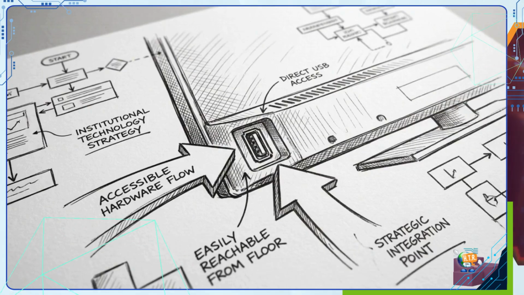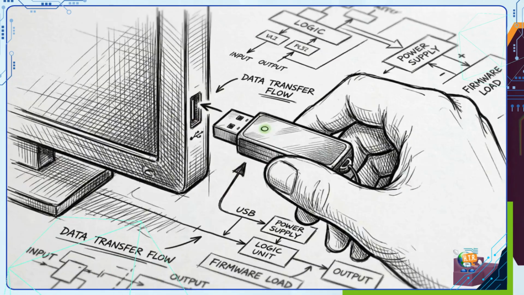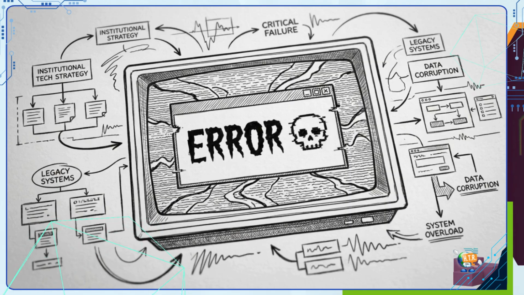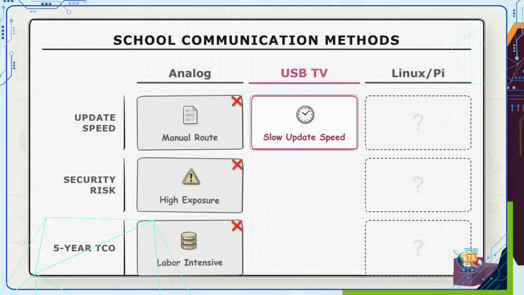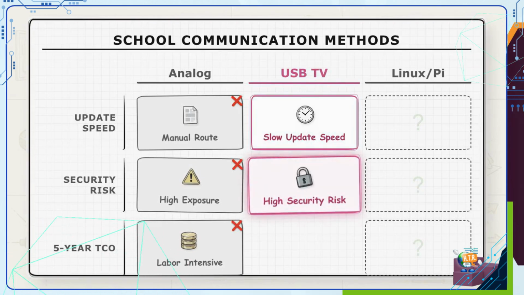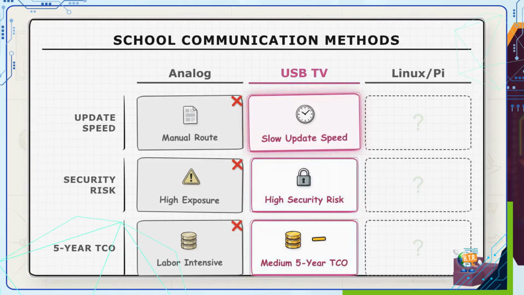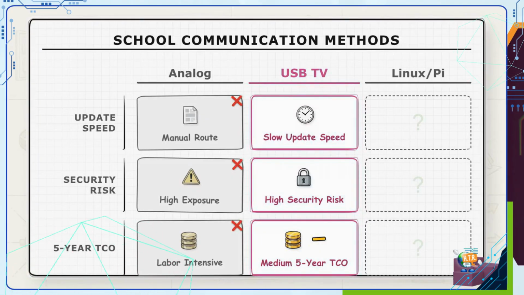It also leaves a physical security hole. Exposed USB ports on unmanaged TVs are easy targets for student tampering, allowing anyone to spoof content or introduce malware into the school's devices. In our matrix, the USB method is revealed as an insecure band-aid. It creates the appearance of digital modernization while actually increasing the manual workload for the administration.